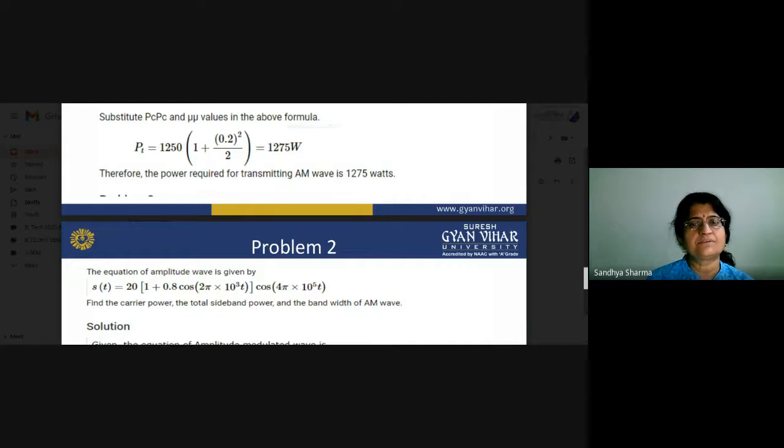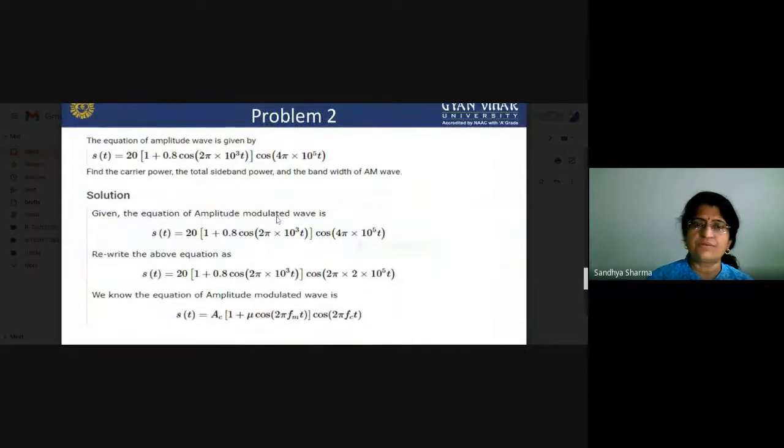Now we will see problem number 2. Here we have a combined modulated signal, which is equal to [1 + 0.8 cos 2π × 10^3 t] cos 2π × 10^5 t.